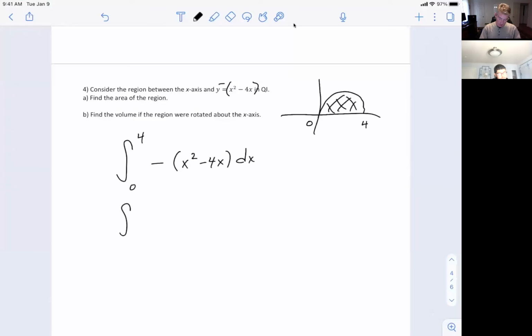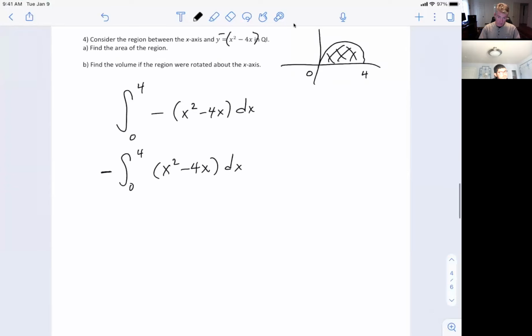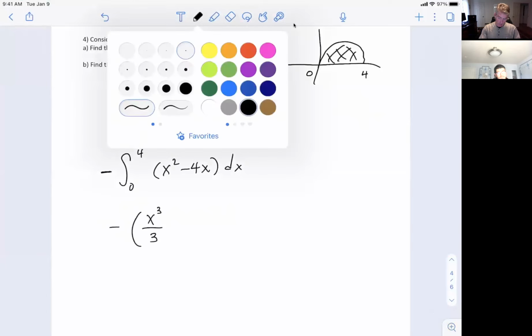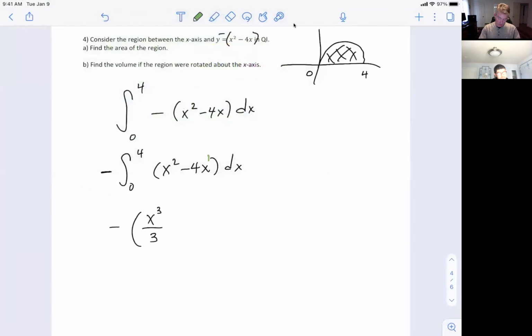And then I think I'm going to go ahead and factor out the negative. So that'll be negative, and then x cubed over 3 for the first one. And then for the 4x, well, right now its exponent is a 1, and if you add 1, that'll be 2, and then divide by 2. So that's going to leave negative 2x squared. And then evaluate that from 0 to 4.